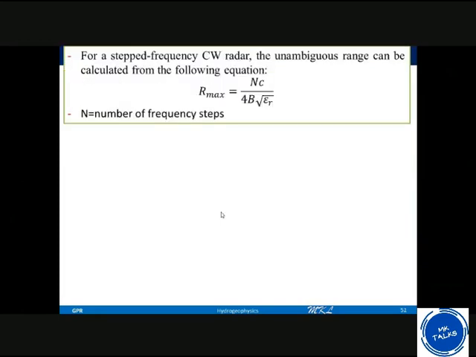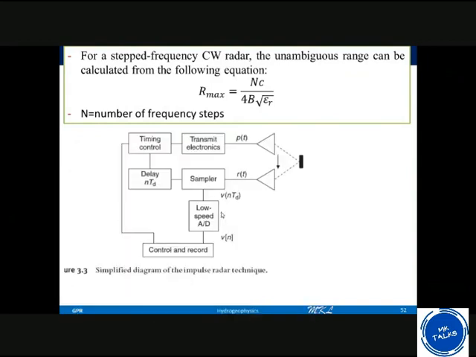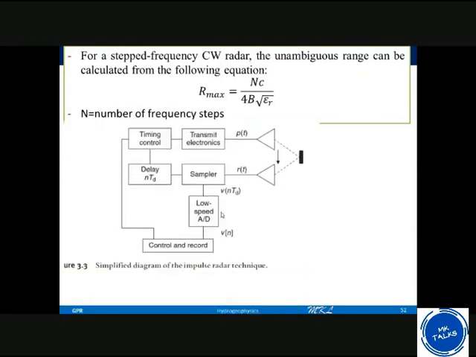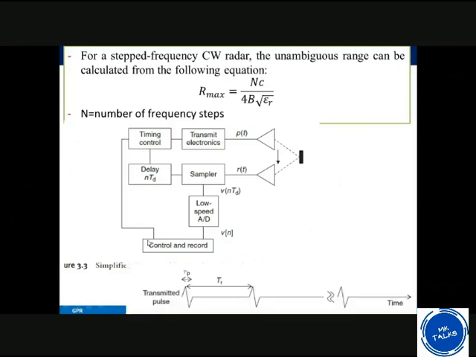And for step frequency continuous wave radar, that's for the impulse radar, it will give you Nc equals 4B root epsilon r, so there's a number of frequency steps. Now the control antenna or the impulse radar technique works by transmitting a signal, and it will be reflected from the target or the boundaries, and it will be recorded. Then a sampler is there, a low speed analog to digital converter is there, delay time is introduced, and control and record is done by the control unit. So this is a simple diagram, and this is generally the pulse we have been using for the impulse radar technique.